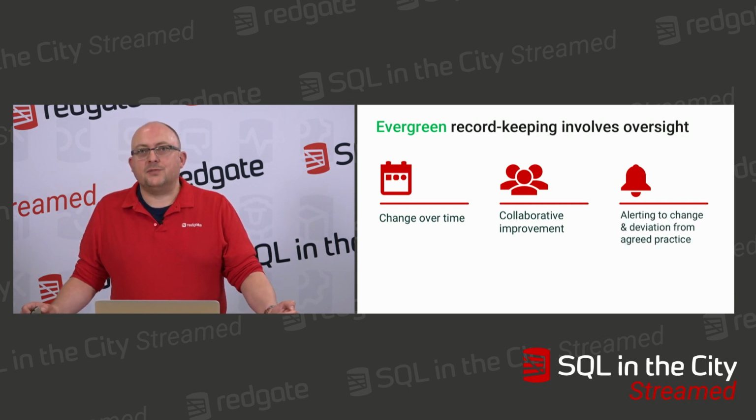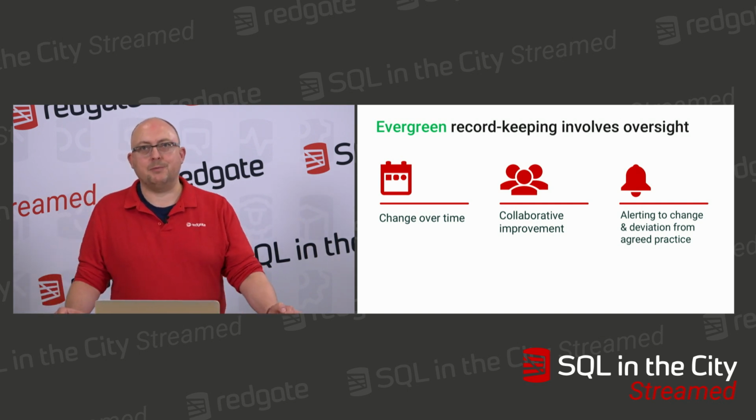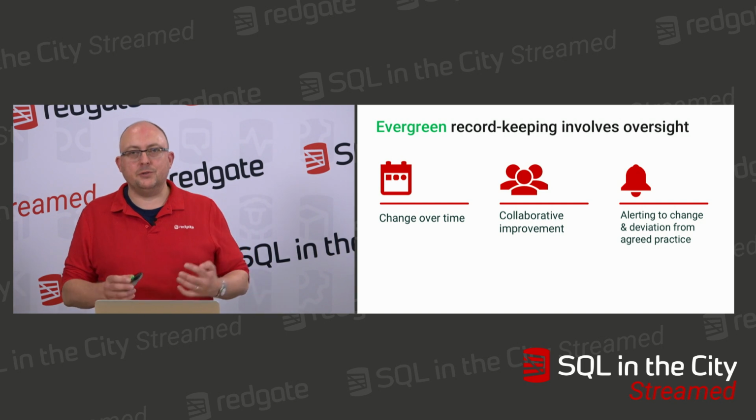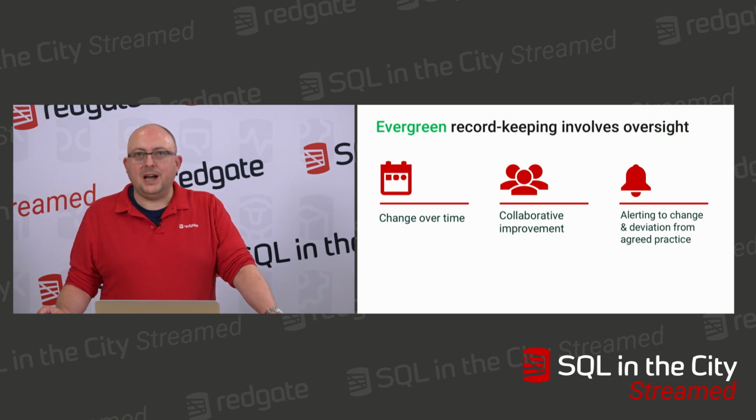And you need to know when things have changed, especially so that you can be aware of any deviation from best practice, so that you can be aware of anything that isn't quite right. I believe Kathy's going to go into some of the capabilities of SQL Monitor in knowing when deviation from best practice has occurred. Putting your tooling together in a way that supports change over time, that helps you work collaboratively with your colleagues, and that can alert you to change is going to be absolutely key to this new world of evergreen record keeping.